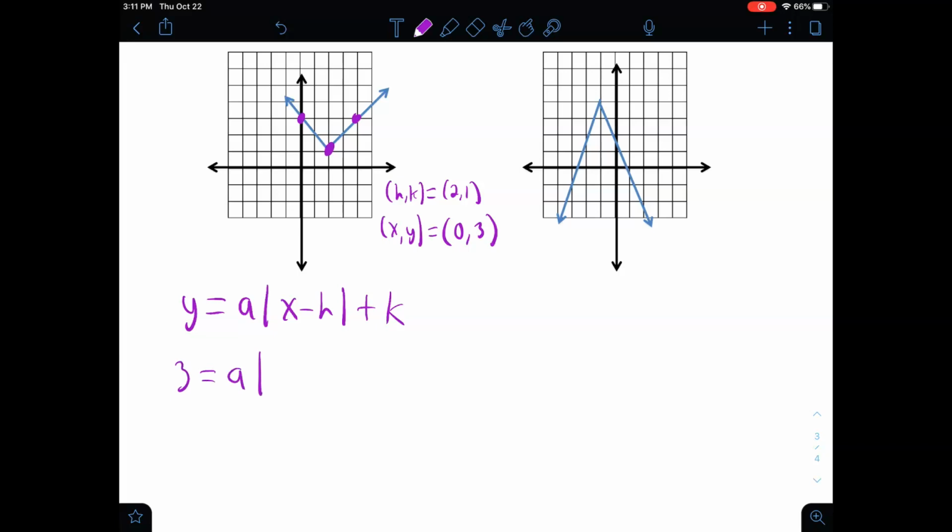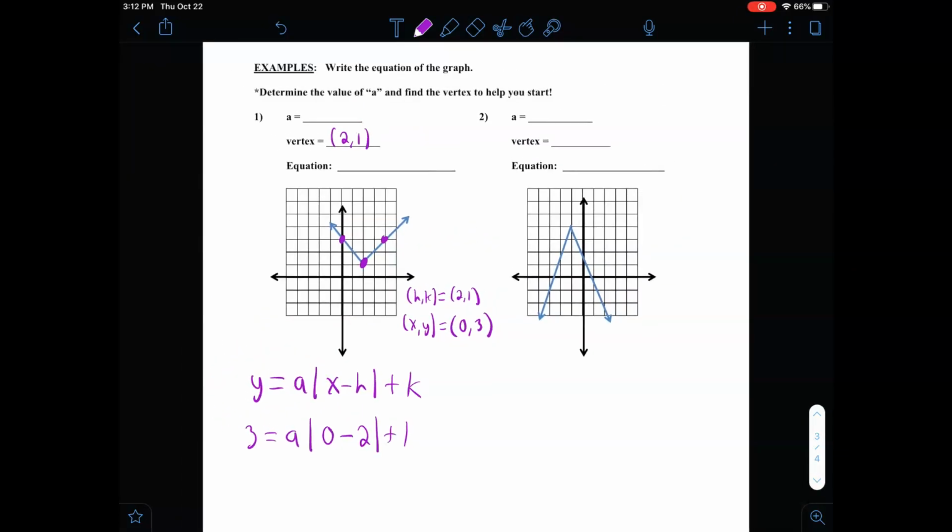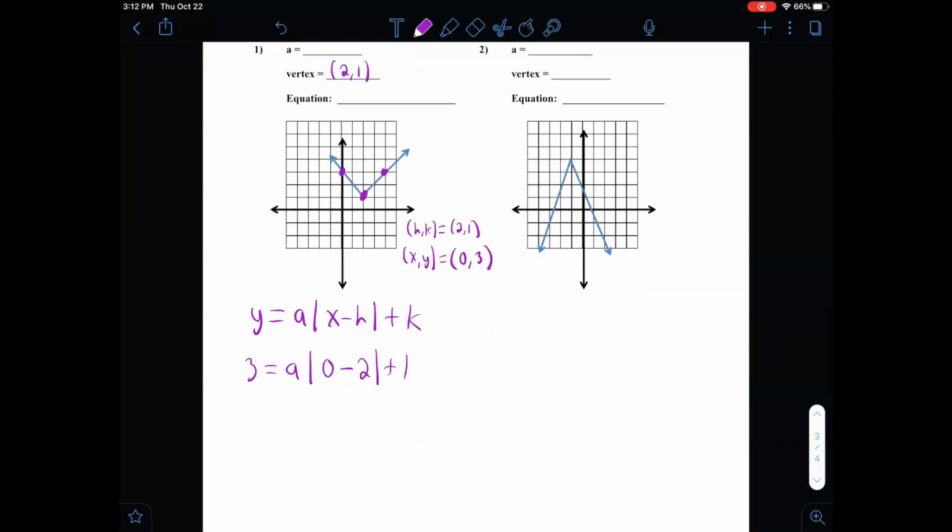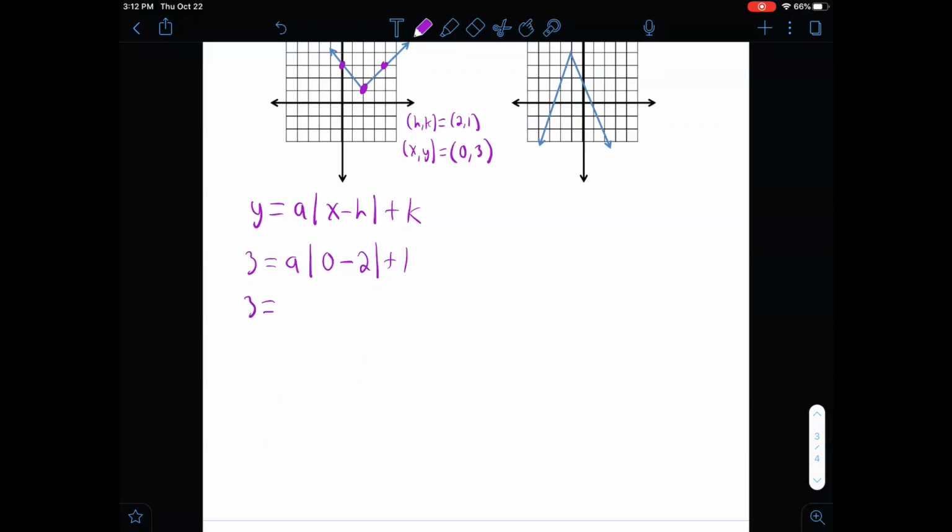So we have y equals 3 equals a. X was 0 minus h, which is 2, all plus k. Oh, wait, k was actually 1, sorry. Okay, so what we're doing, we're trying to figure out the equation of the graph just by looking at the graph. And so we need to take some information and use algebra to figure this out. Okay? So let's solve this now.